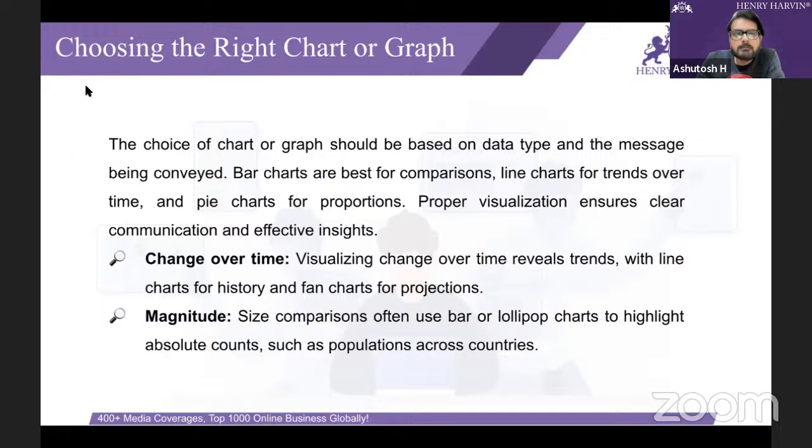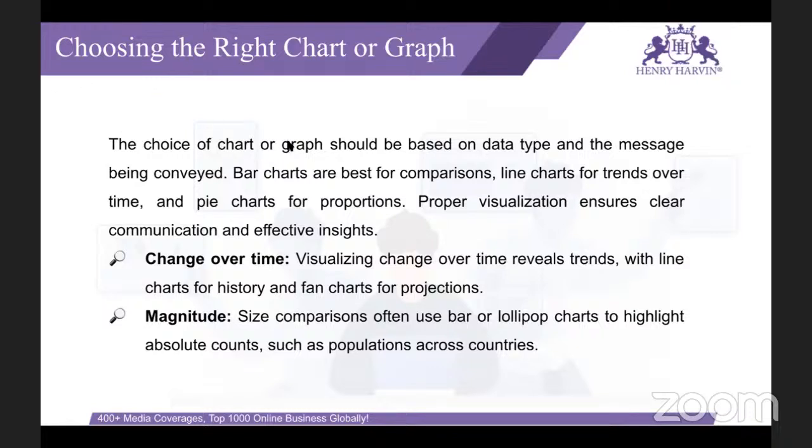So when we are talking about change over time, we are able to visualize the change over time: quarter-wise sales, quarter-wise profit, the quarter-wise loss that we are making. And for this, the line chart is the best. Then we have magnitude, the size comparisons. For this we often use the bar plot, and the lollipop chart is there because it highlights the absolute count, such as populations of countries, and so on and so forth.